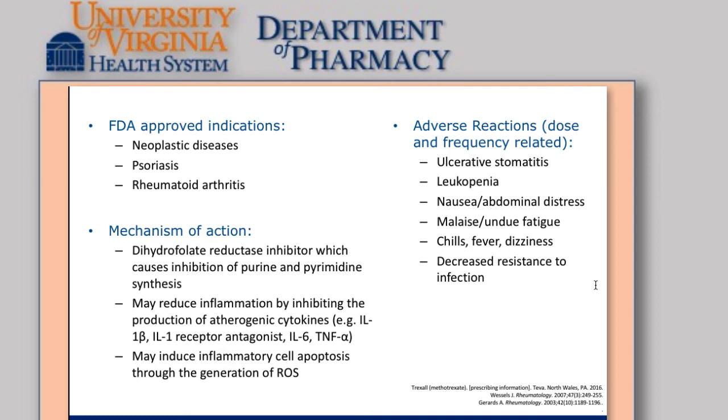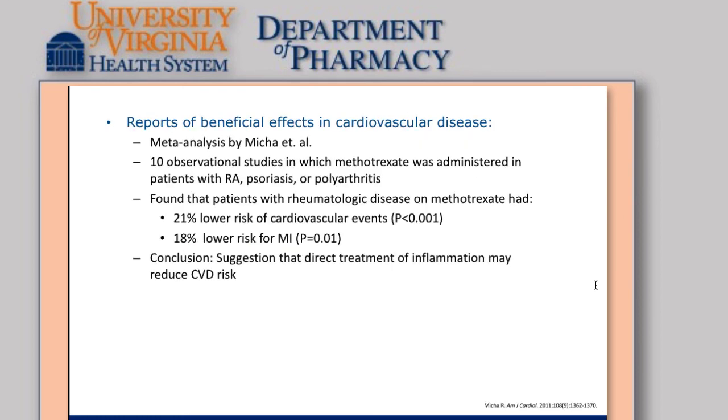Now, methotrexate is not benign, and it has adverse reactions that are dose and frequency related. And these include ulcerative stomatitis, leukopenia, nausea or abdominal distress, malaise or undue fatigue, chills, fever, or dizziness, and decreased resistance to infection. So not all of these are very benign like we saw with colchicine.